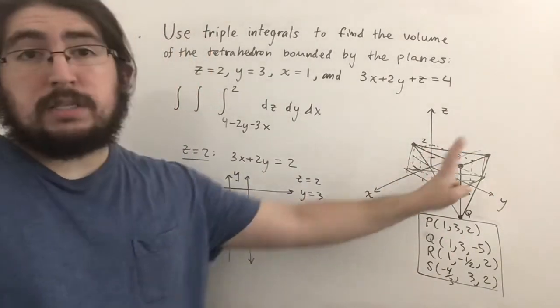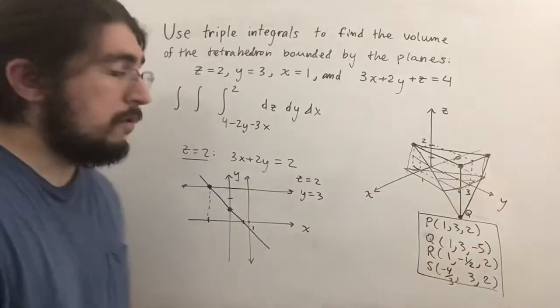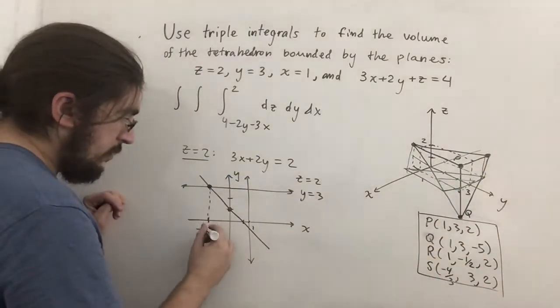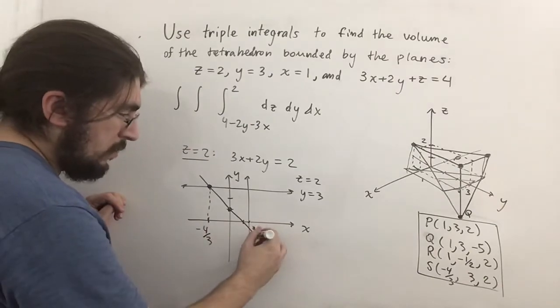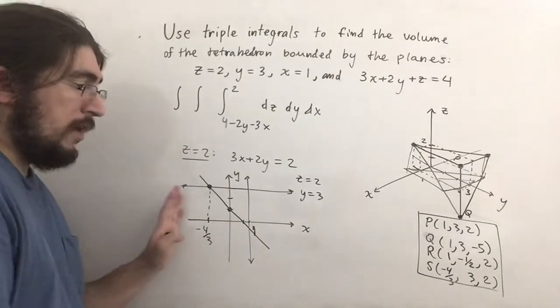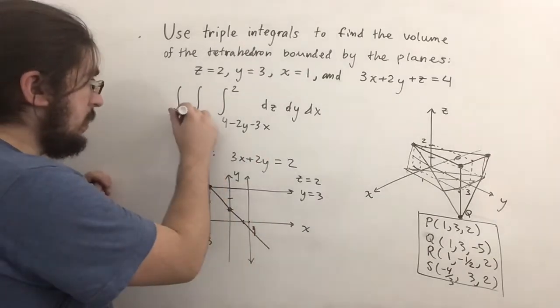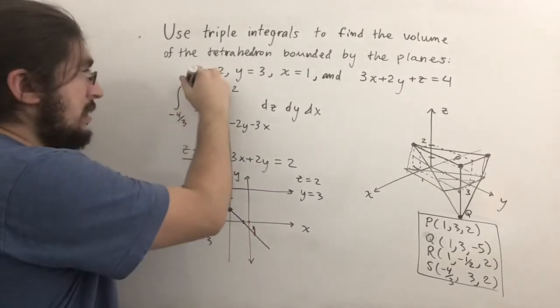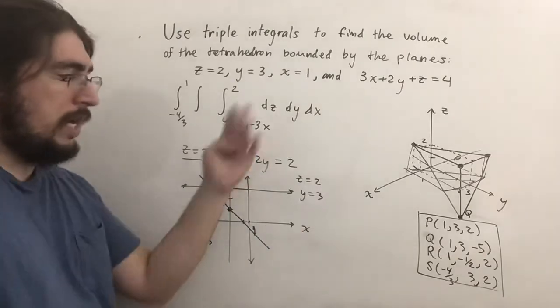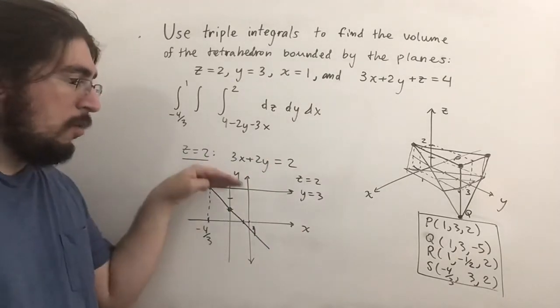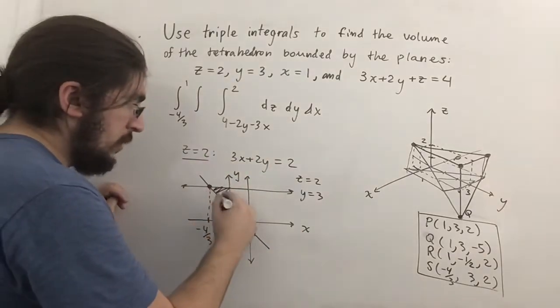So the x value, notice, is going to be negative, and it is indeed negative 4/3. So the x value here is negative 4/3. The x value here is 1. So for x's, we're going from negative 4/3 to 1. So we can actually develop the x limits quite nicely. And this tells us that we're going to be doing dx last, which we kind of already had the idea of.